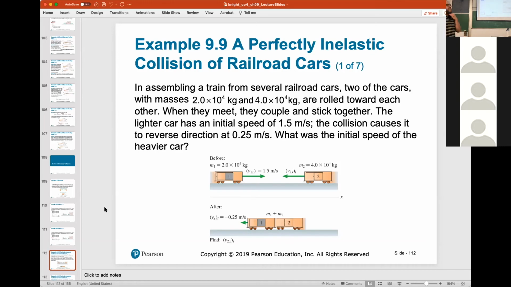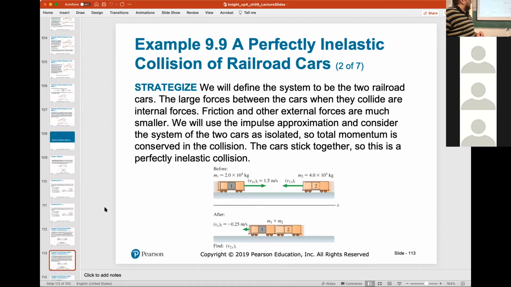Okay, so now we have, in our final system, they're stuck together. So the final part would just be the two masses, and we know their velocity after. We know the lighter car's initial velocity, but we don't know the heavier car's initial velocity. Okay, so we can set up our equation, and we'll say for these two, we're just going to consider the momentum of one particle, and that has to equal our initial momentum.